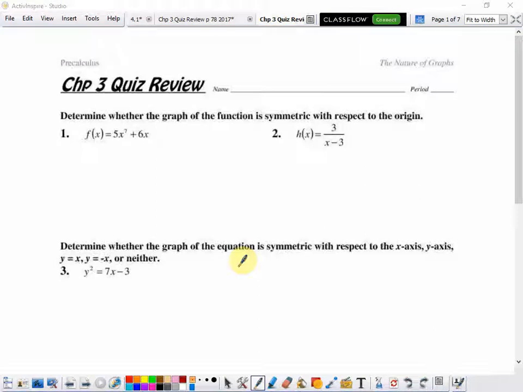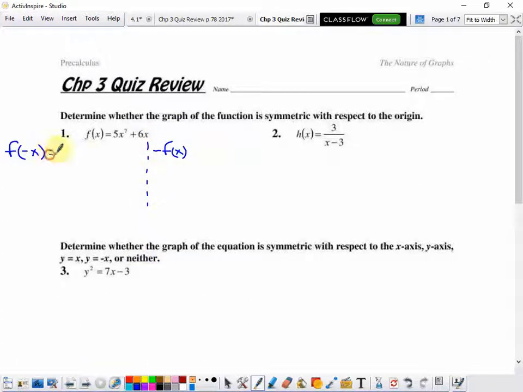Hey guys, today we are going to review symmetry within functions as well as transformations of functions and inverse of functions. So we'll start with symmetry. First, determine whether the graph of a function is going to be symmetric with respect to the origin. The test for that is we have to check f of the opposite of x and then compare that to the opposite of f of x.